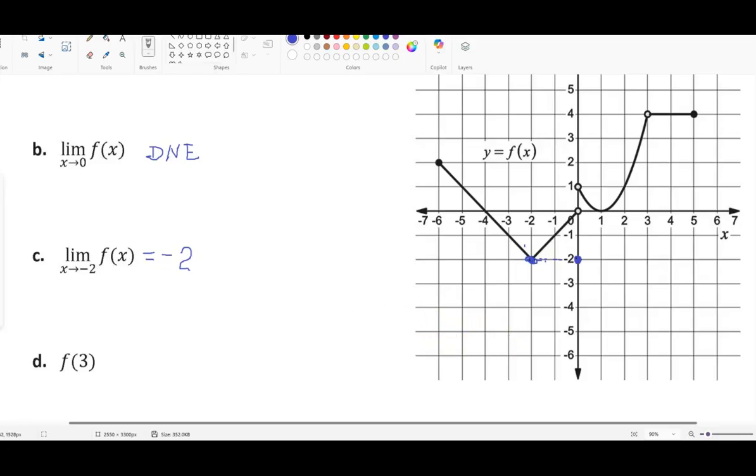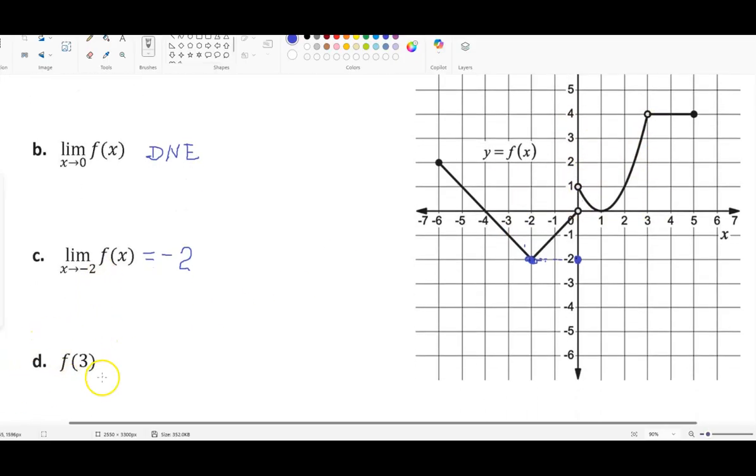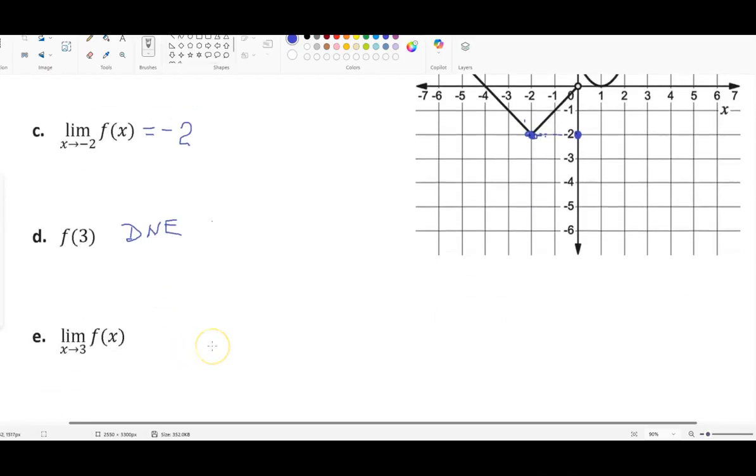What is f at 3? So we need to find 3 on the x-axis and see what is the value of the function. So the value of the function seems to be not defined. The function is not defined at x equals 3. So does not exist. f at 3 is not defined at x equals 3.